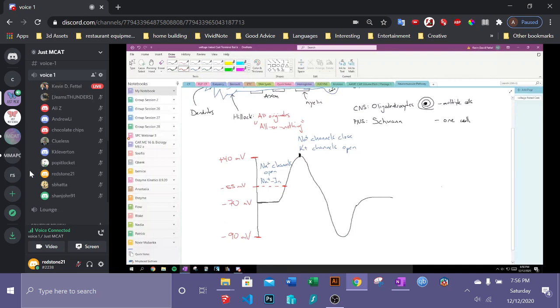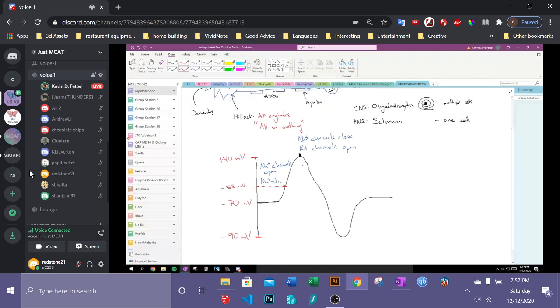And so let's think about this. Let's look at this apex real quick. We said the sodium channels close, the potassium channels open, and these are both positive. So if we close the sodium channels, at that point we no longer care about sodium. It's no longer a player. However, we still have positive charge in the potassium. Potassium is a plus charge.